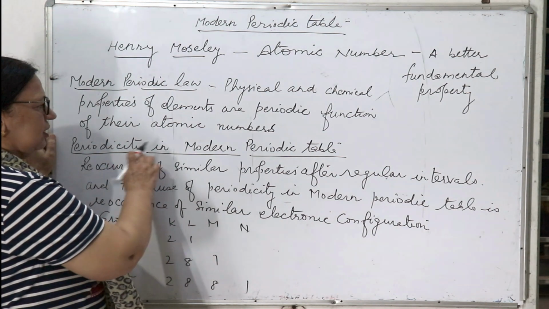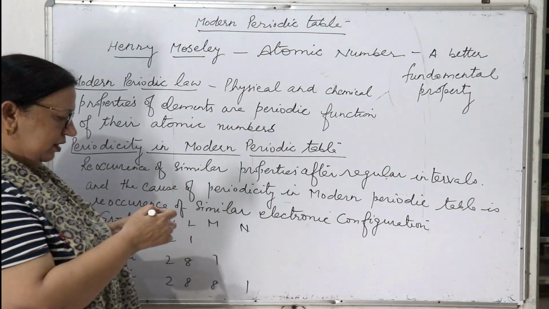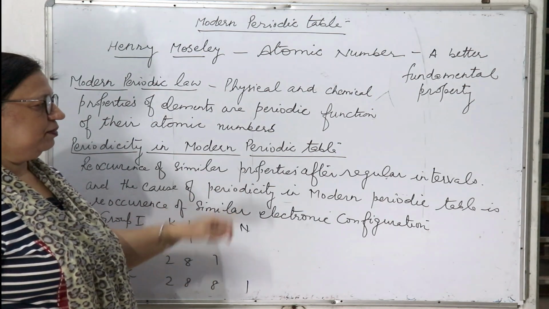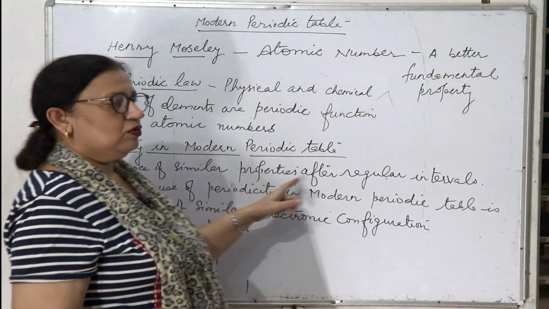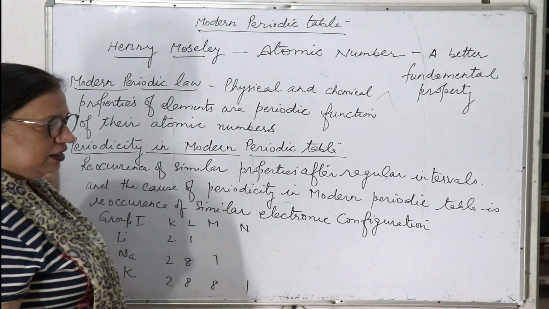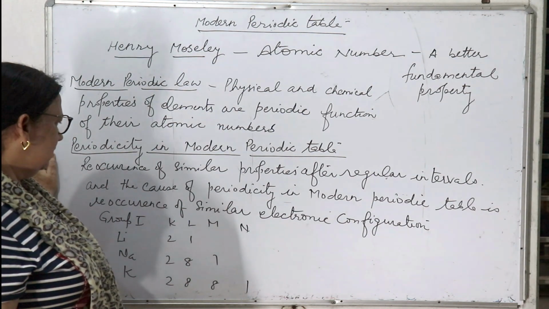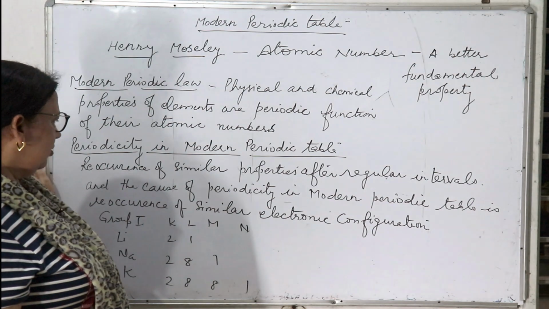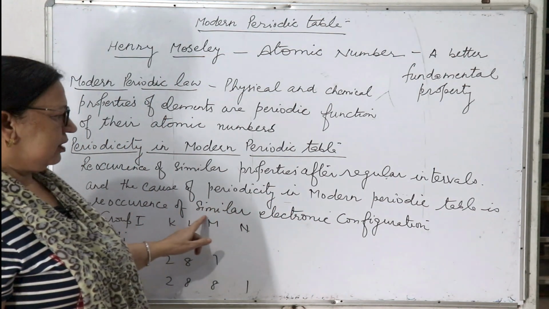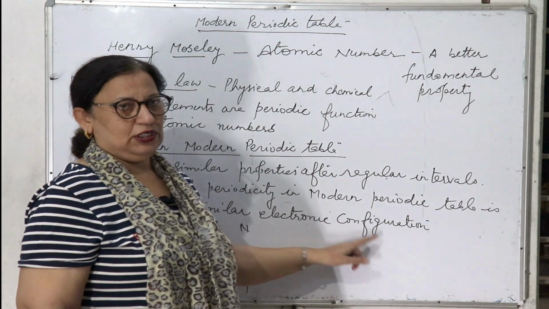Now, periodicity in the modern periodic table. What is periodicity? That is the reoccurrence of similar properties after regular intervals. And in the modern periodic table, the cause of periodicity is the reoccurrence of similar electronic configuration.